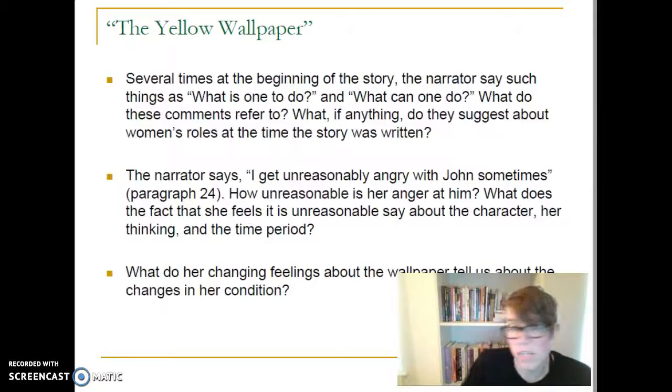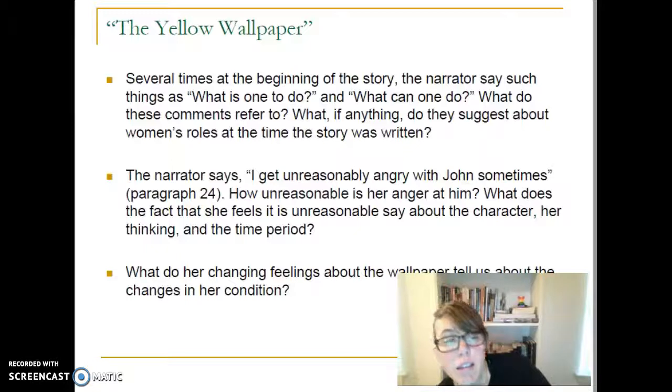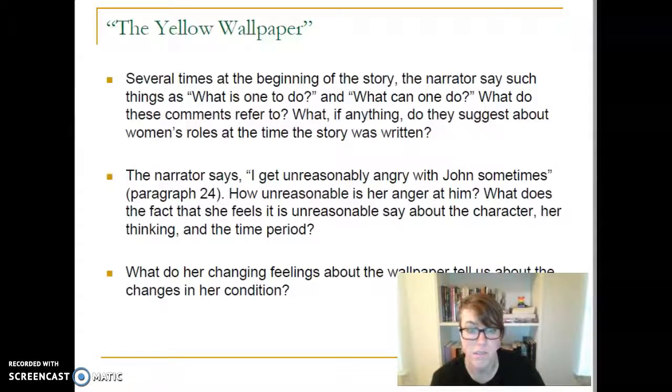Okay, so questions to consider. Several times at the beginning of the story, the narrator says such things as, what is one to do? What can one do? What do these comments refer to? What, if anything, do they suggest about women's roles at the time of the story, when this story was written and when this narrator lives? The next one, the narrator says, and this is from paragraph 24, I get unreasonably angry with John sometimes. In your view, how unreasonable is her anger at John? What does the fact that she feels unreasonable about having anger say about the character, her thinking, and perhaps the time period?